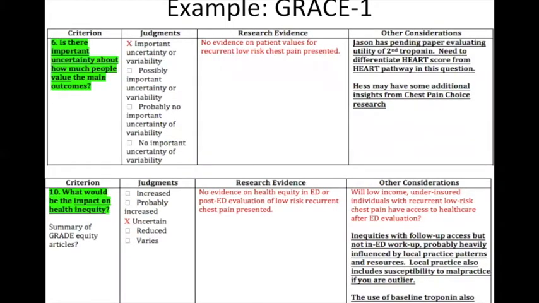In question number 6, is there important uncertainty about how much people value the main outcomes? The judgment of the group was there was important uncertainty or variability, and this is problematic.